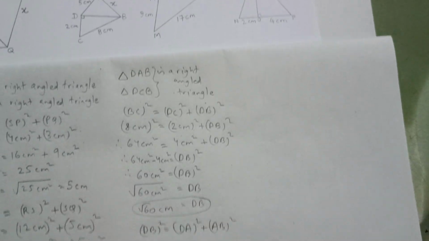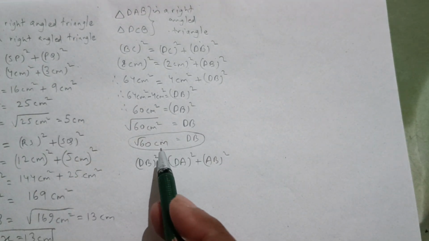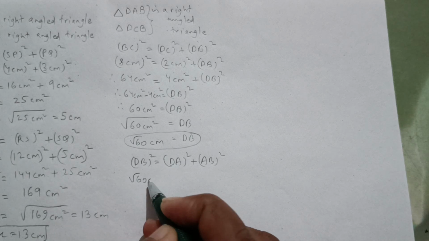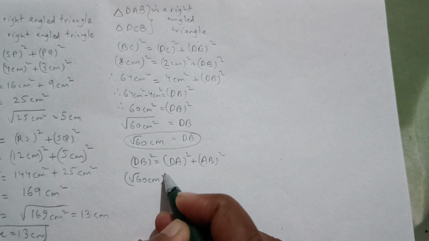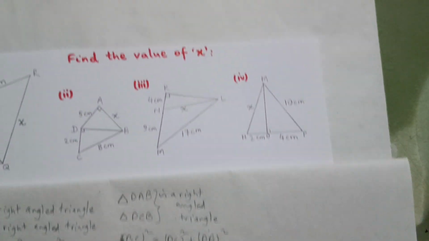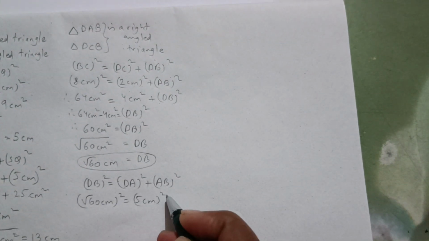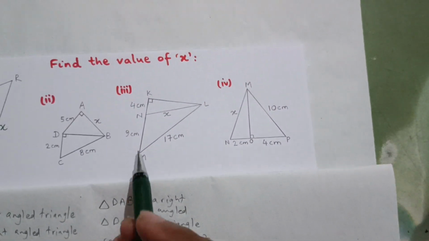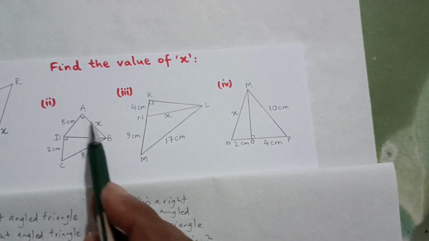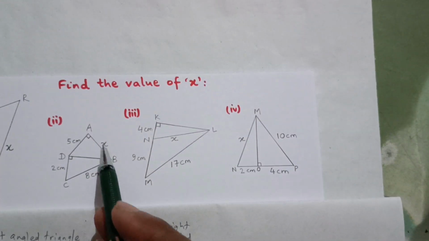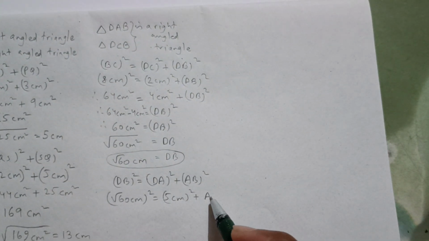Now DB is square root of 60 centimeter. So square root of 60 centimeter whole square is equal to DA. DA is 5 centimeter. So 5 centimeter whole square plus AB. AB is x, so I am writing right now as AB only. So AB whole square. We have to find how much is AB.